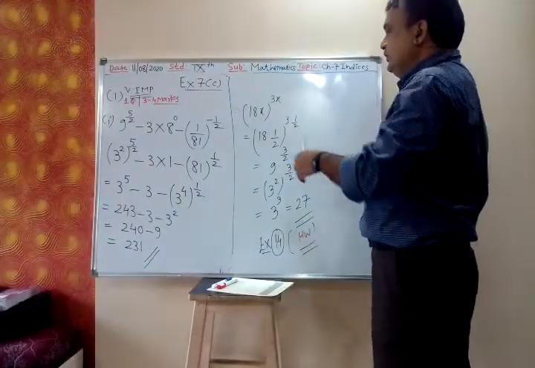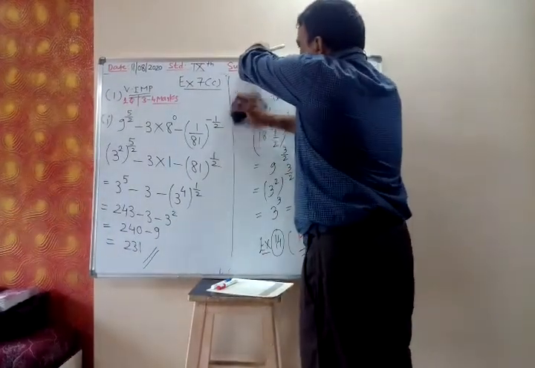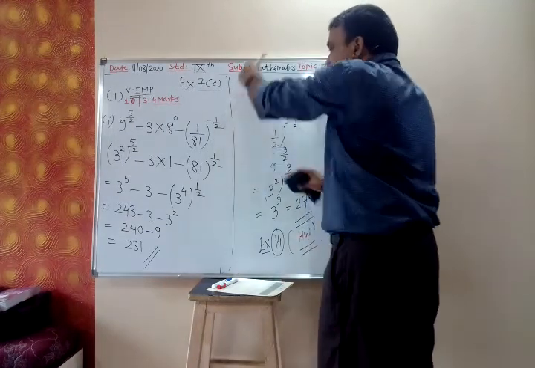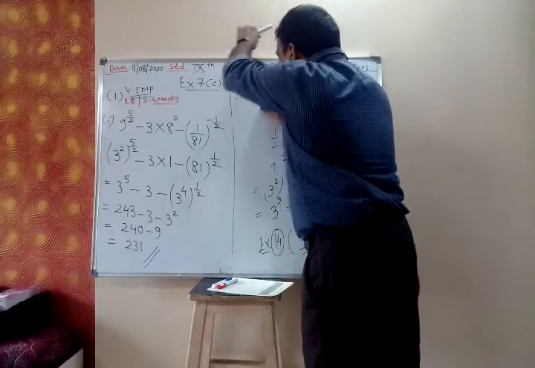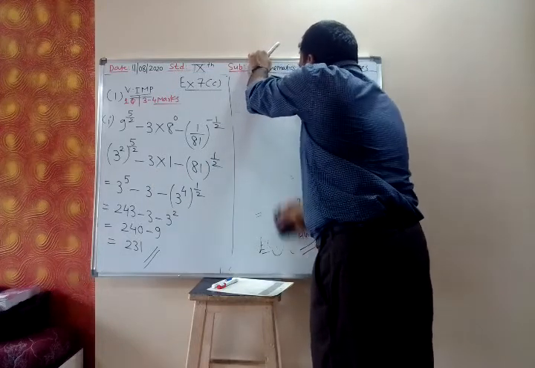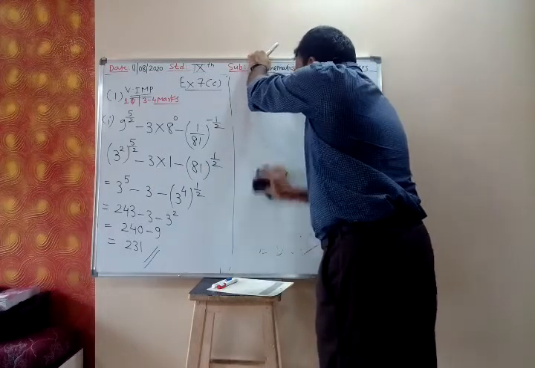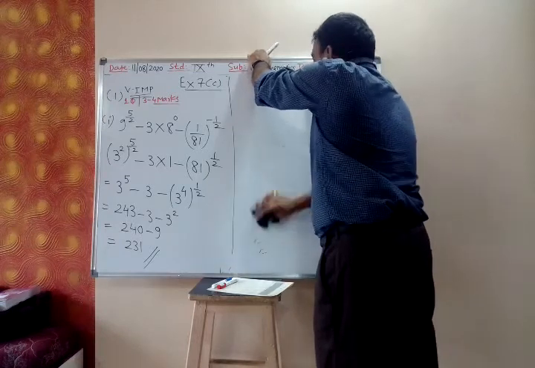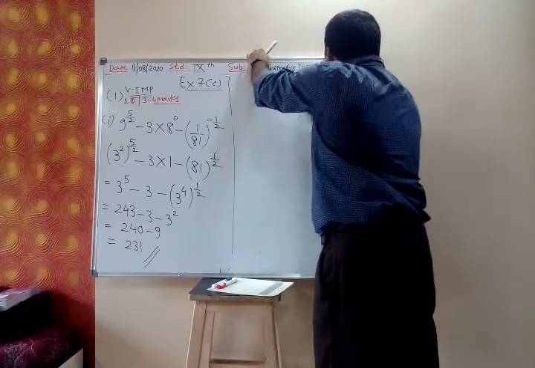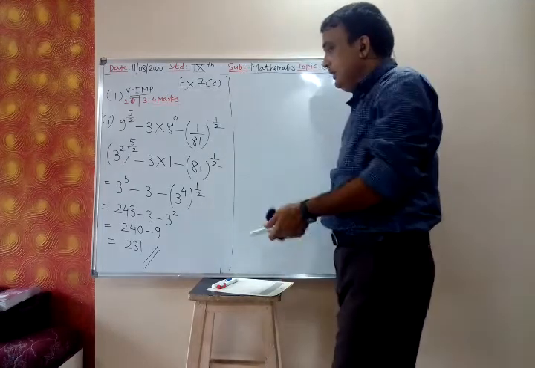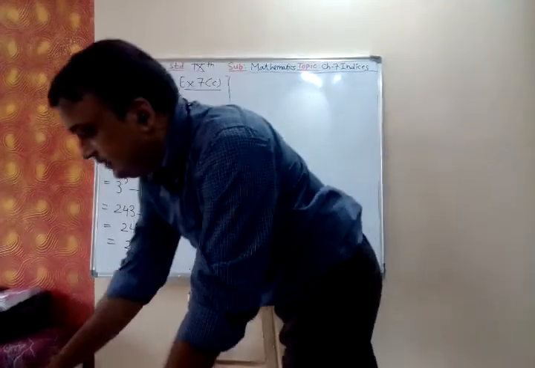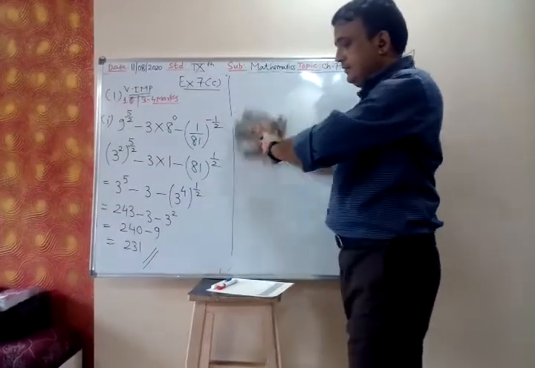The base is the same, but there is a minus sign. If a minus sign is there, you cannot add the power or subtract the power. You can add the power when there is multiplication. You can subtract the power whenever there is division. But we have a minus sign, so we cannot add the power.